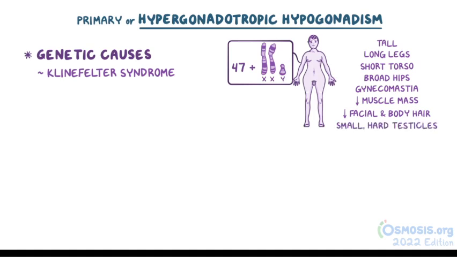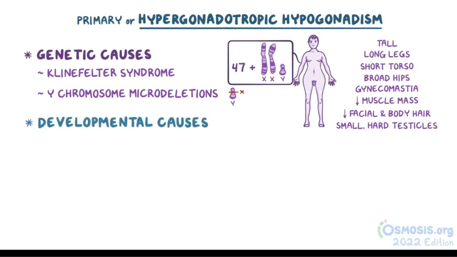Another genetic cause is a Y chromosome microdeletion, and it's when one or more genes is missing from the Y chromosome. But there are otherwise no clinical signs. Genetic testing using white blood cells from a blood sample can be done to confirm the diagnosis.